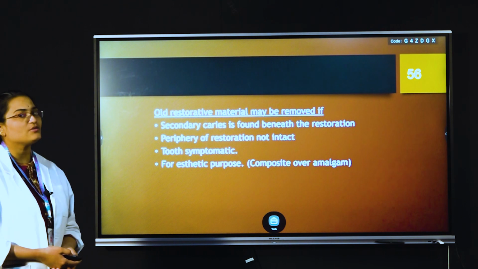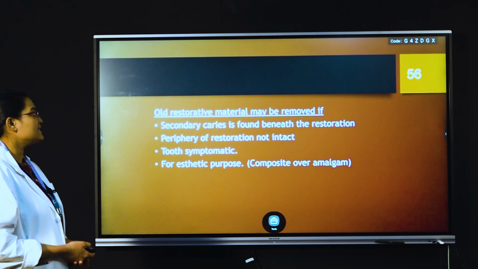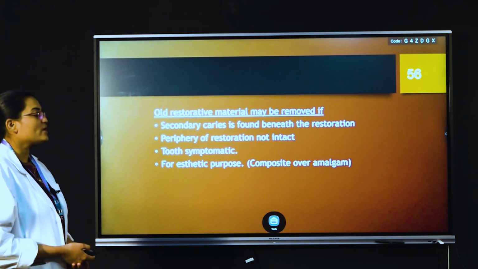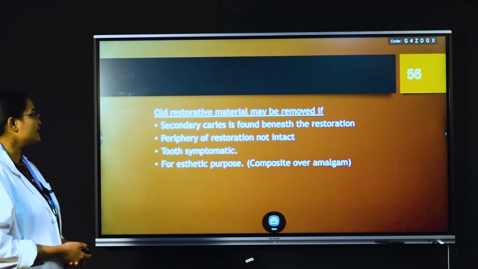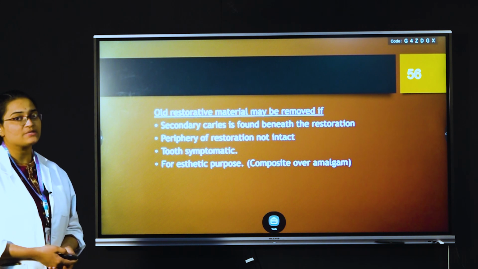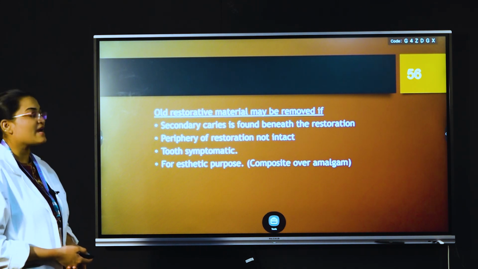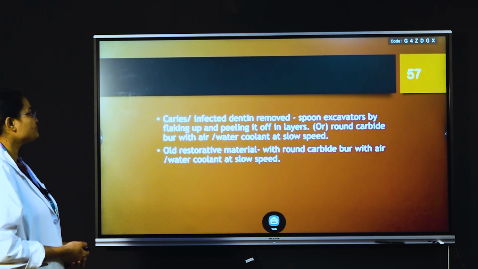The old restorative materials also can be removed if there is any secondary caries found beneath the restoration, the periphery of the restoration is not intact, or the tooth is symptomatic. And also for aesthetic purposes, like a few patients would ask for a composite restoration rather than an old amalgam restoration.